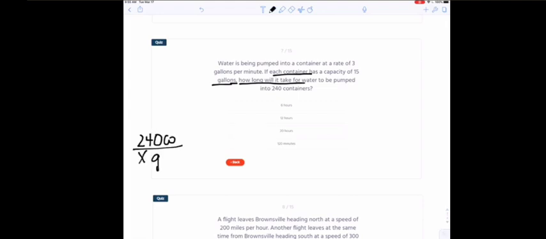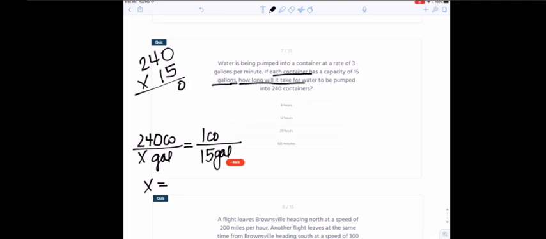Is to X number of gallons. And one container is 15 gallons. Let's cross multiply. 1 times X is X. 240 times 15. Let's do that up here. 5 times 0, 0. 5 times 4 is 20, carry the 2. 5 times 2 is 10, plus 2 is 12. And I put in a 0 as a place holder. 1 times 0 is 0, 1 times 4 is 4, 1 times 2 is 2. 0, 0, 6, 3. So 3,600 gallons. That's what we have in total.